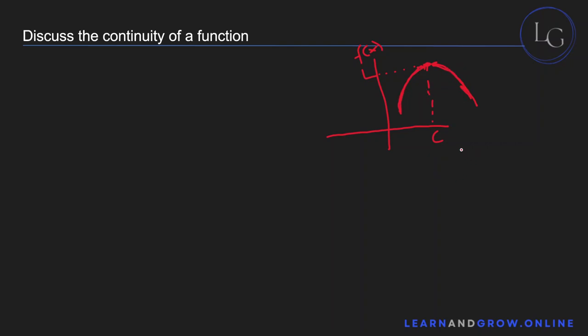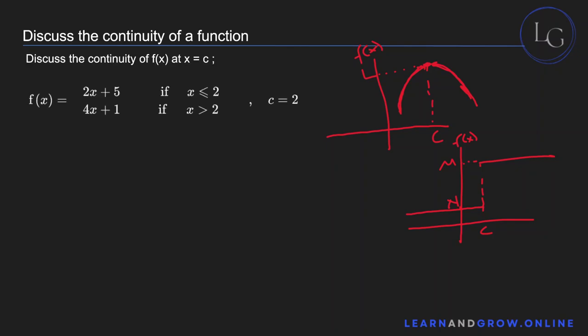But if you now look at this function over here, at this particular x point, let's say this is C as well, and let's say this here is M and this is N. You can see that there is a discontinuity at C, because from the left hand side it approaches N, but from the right hand side it approaches M, and this is the discontinuity at C. So this is just a brief explanation of what a discontinuity is.